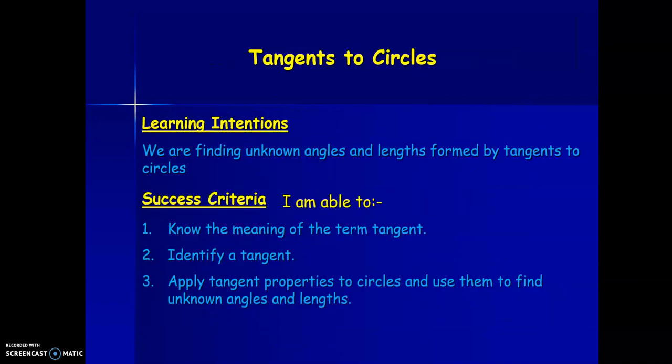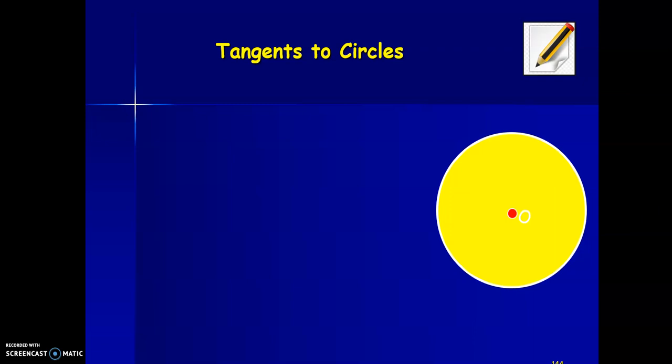Okay, let's have a look at today's lesson then. Today we're looking at tangents to circles. We're going to be finding the unknown angles and lengths formed by tangents to circles. By the end of the lesson today, we should be able to know the meaning of the term tangent, be able to identify a tangent, and apply tangent properties to circles and use them to find the unknown angles and lengths. So let's have a look at our first note.